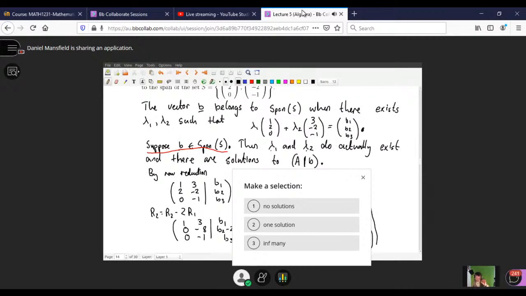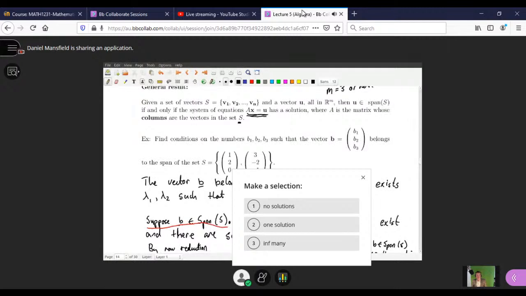Remember this was a kind of weird row reduction because we already knew how many solutions there were. We already knew that this thing had a solution. Since B is in the span, then B2 minus 2 B1 minus 8 B3 has to equal 0. Cool. Why can we only have 0 and 1? That's an interesting question. Can I not answer that right now?